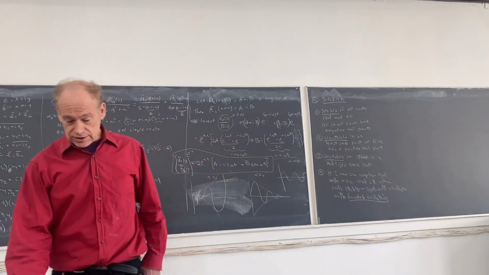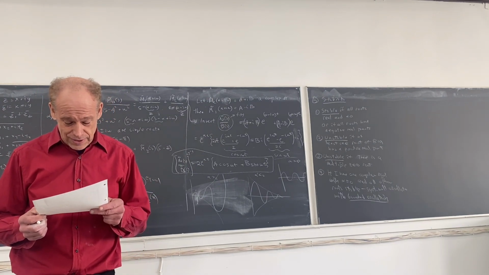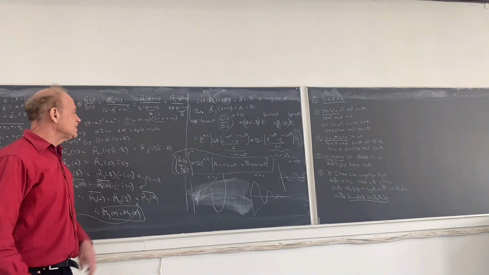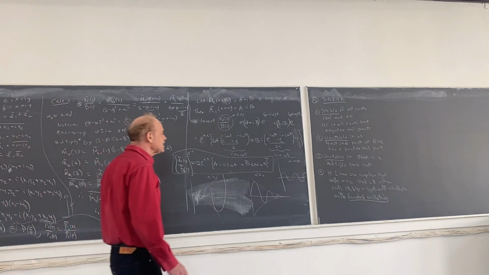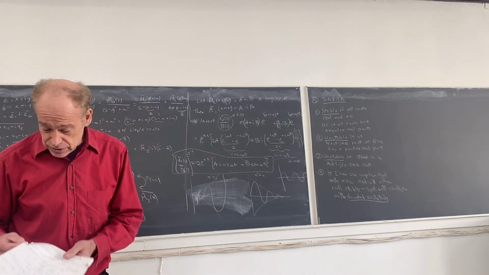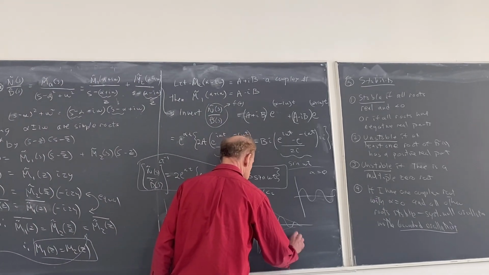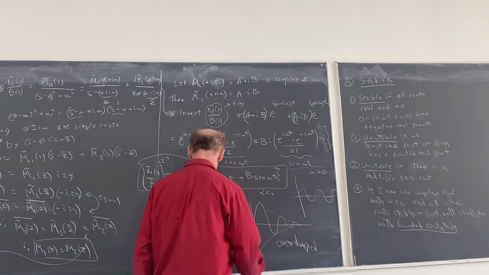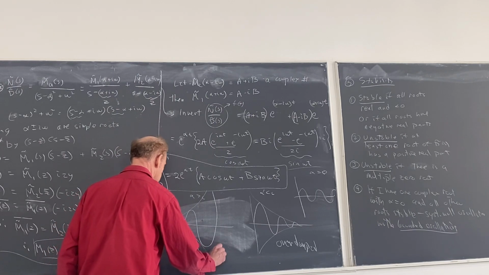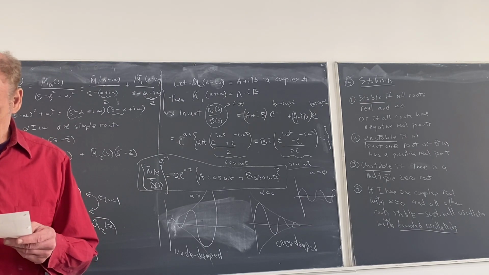See if I left out any cases. I think I got it. Okay. Let's just give these things names. This is called overdamped. I never like these names because I always forget which one's which. And this one is called underdamped. Did I get that right?